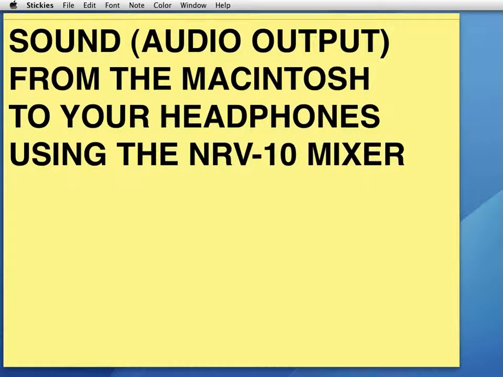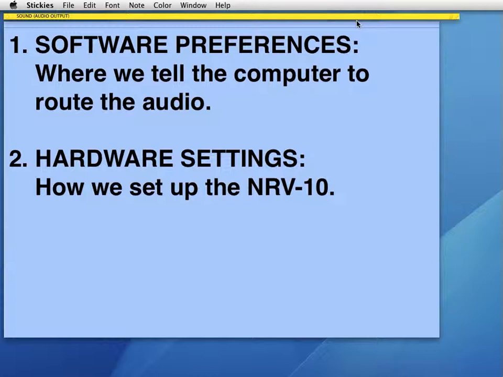In this tutorial, we are going to learn how to get sound from a program such as iTunes or Pro Tools out of the Macintosh computer into the NRV10 mixer and out to your headphones. There are two places we may need to modify settings in order for this to happen.